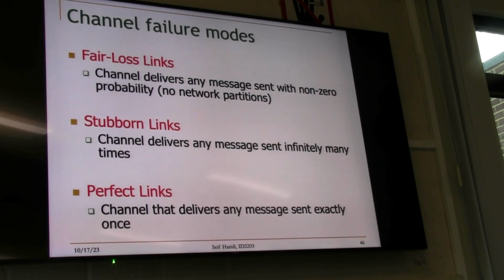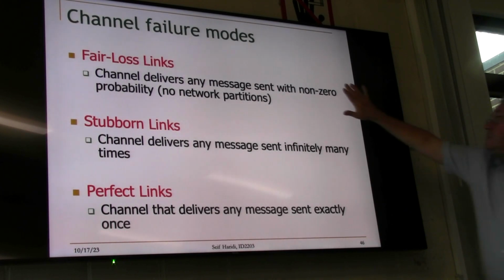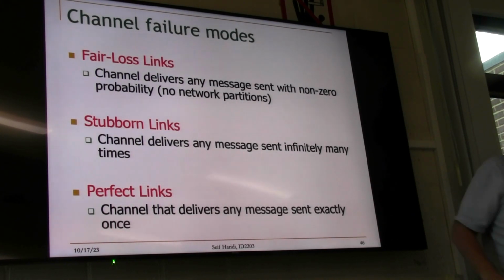A fair loss link is a connection where you can send a message and the message arrives at some destination, so it's point to point, with some non-zero probability. There's some chance that the message arrives, or maybe it doesn't arrive, but the probability is non-zero. So there's some reasonable chance. We will define this precisely in a few minutes. This is just an illustration. This is all that we assume from the network.